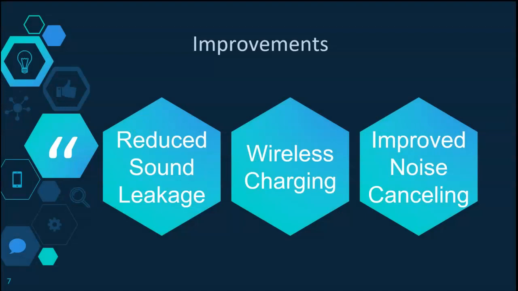The improvements that could be made to headphones include reduced sound leakage. Reduced sound leakage is the noise reduction that comes with minimizing the amount of sound that escapes from the headphones. This feature is useful in shared spaces where you want to keep your audio content private.